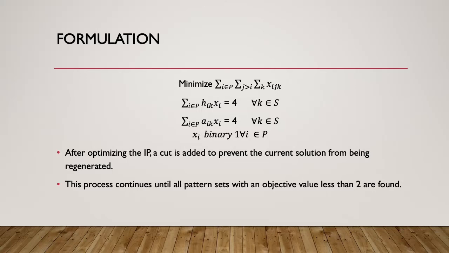After optimizing the IP, a cut is added to prevent the current solution from being regenerated. So we need to re-optimize the solution. If it's stuck or if it finds a bad pattern somewhere, the current solution needs to be stopped, reanalyzed, and the process continued. This process continues until all pattern sets with an objective value less than 2 are found. Until then we need to repeat this process.